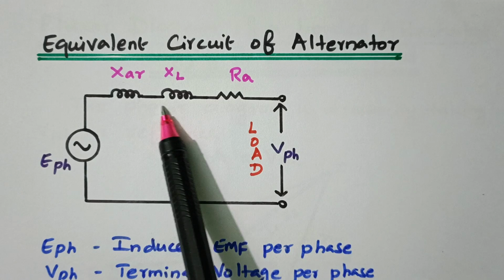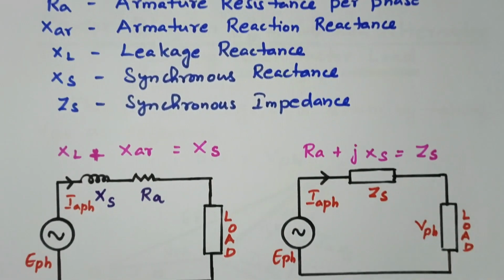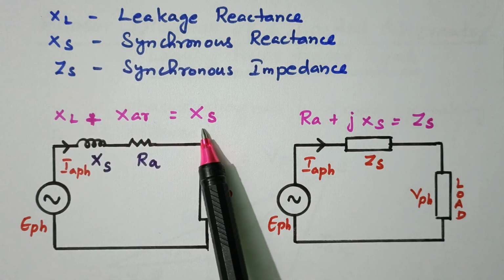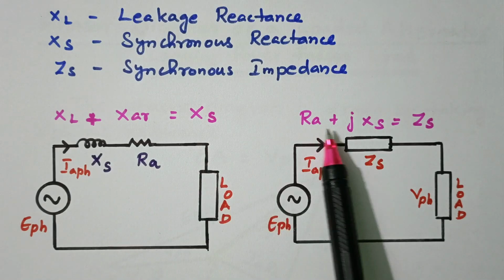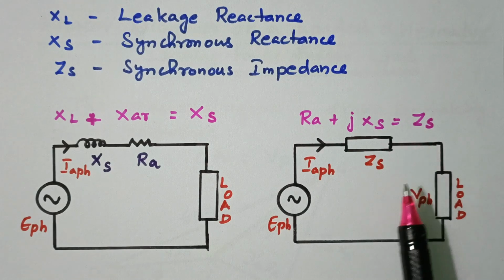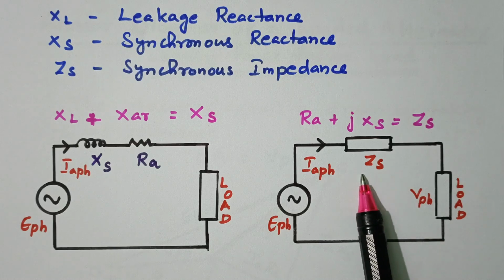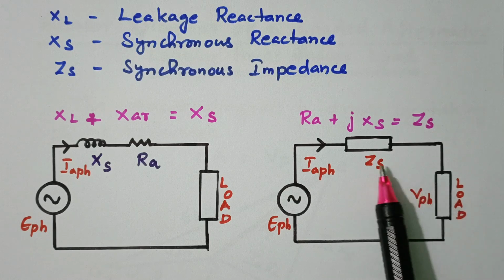So we can add these two so that it will be simplified as this other diagram. This XL and XAR are added, so it becomes XS, the synchronous reactance. Then XS and RA are added, and that becomes the synchronous impedance. So the generated EMF equals the voltage drop plus the voltage available at the load. That is the equivalent, simplified equation. So E phase equals V phase plus drop.